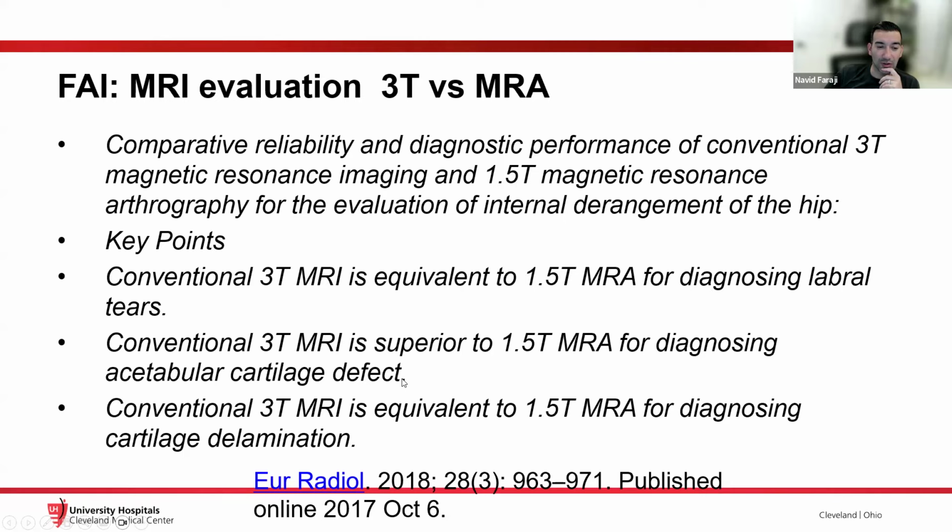For cartilage defects, 3T MRI is a little bit better than 1.5T MRA. And for cartilage delamination, again, they are non-inferior. So the takeaway here is if you have access to a 3T MR, you can save your patient a little bit of trauma, and they don't have to get an MR arthrography.